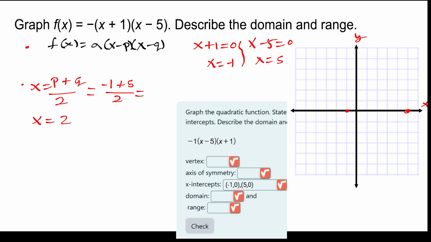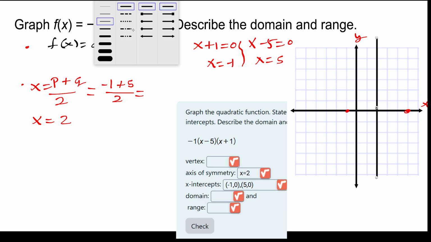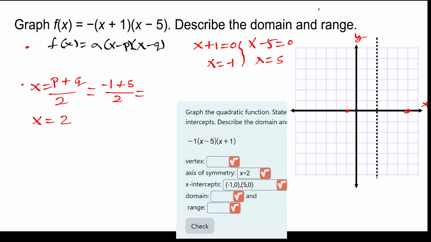What does that look like? So let's go ahead and draw that in. Wherever x equals 2, that's where our axis of symmetry is. So let's put a line at 1, 2, and we have a line at x equals 2. And here we go, at x equals 2. We have a line there. Just to make sure that it doesn't look like the x-axis or the y-axis, we can make it a dotted line.